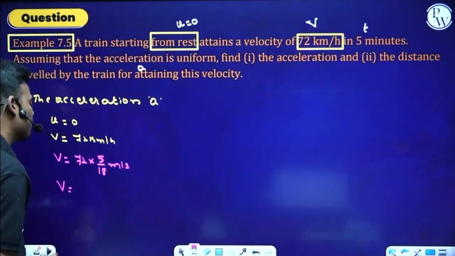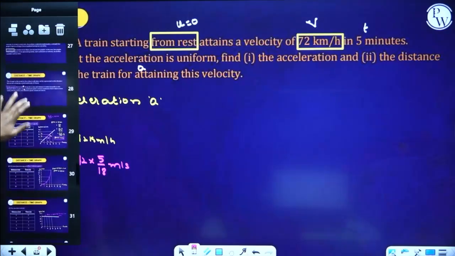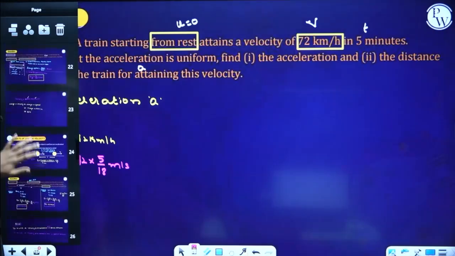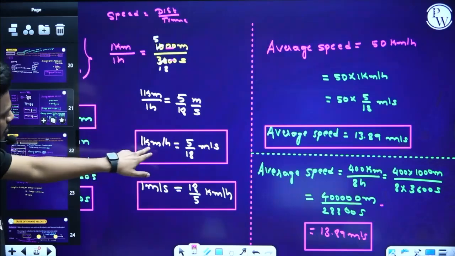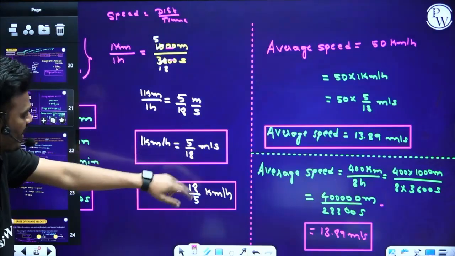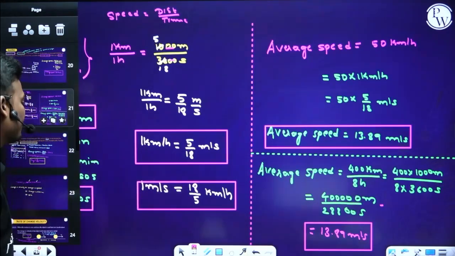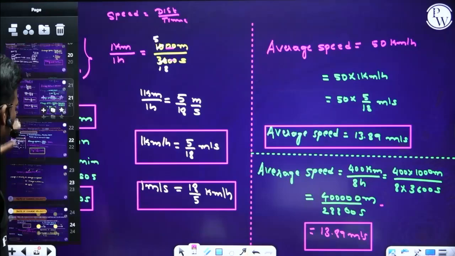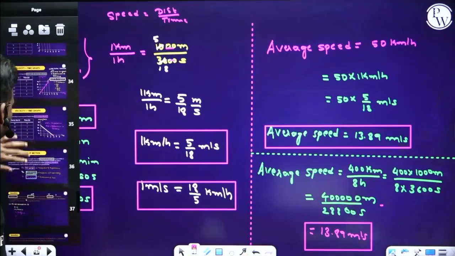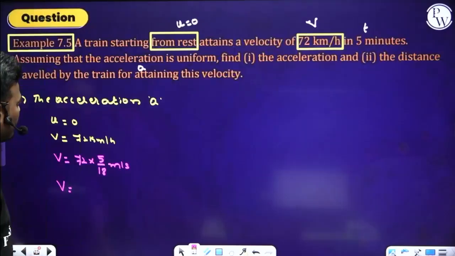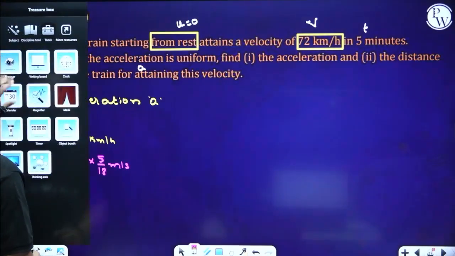Sir, how do we get this 5 divided by 18? Already conversions we have learned. Bigger unit to smaller unit, 5 divided by 18. If you want to convert a smaller unit to a bigger unit, you can use 1 meter per second is equal to 18 divided by 5 km per hour. So that's how the formulas work. Now, given data. So here you can see 18.